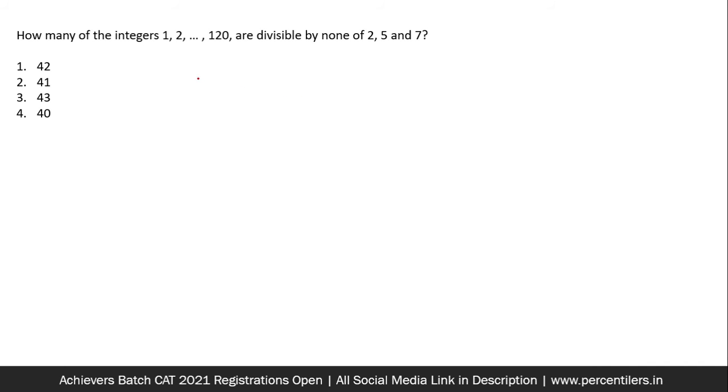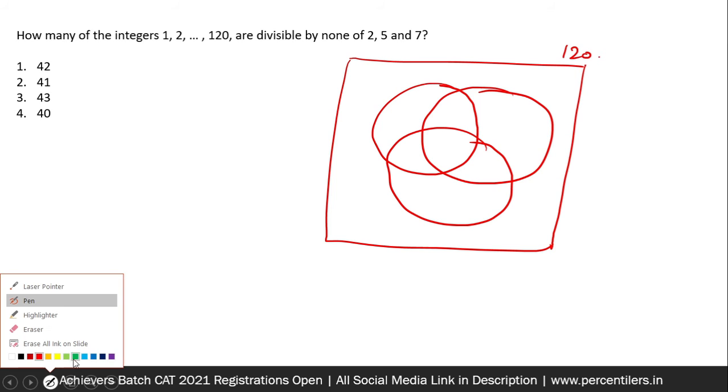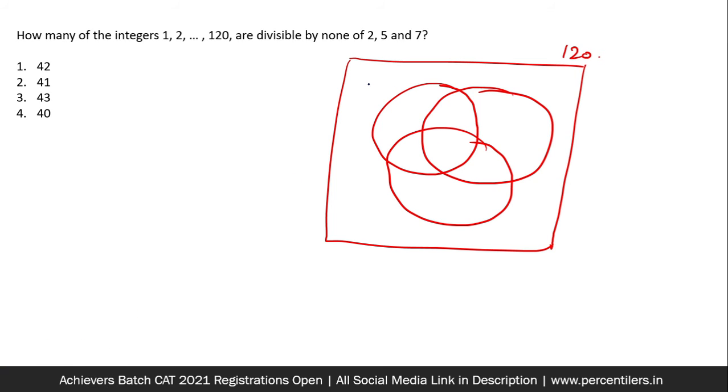Okay, now there could be several ways of doing this question, but I personally like to do this best with the Venn diagram technique. Let us see how. So this box is a box of first 120 natural numbers, and we are going to classify the numbers as the ones divisible by 2, by 5 and by 7. So there are going to be 60 even numbers. There are going to be 24 multiples of 5, and how many numbers are divisible by 7? Just divide 120 by 7 and you're going to get 17 numbers divisible by 7.